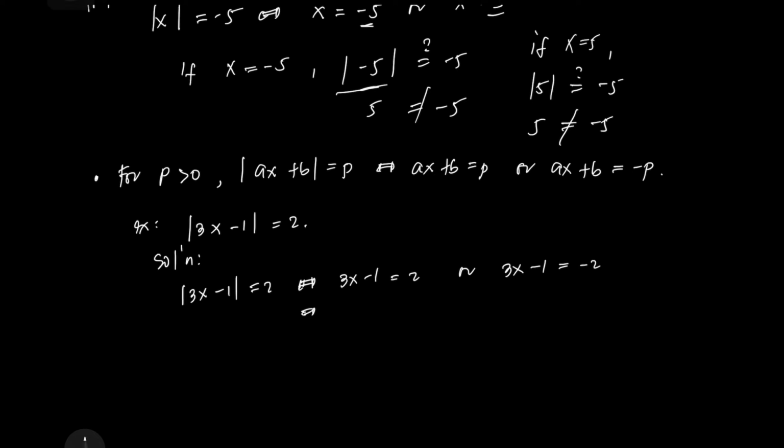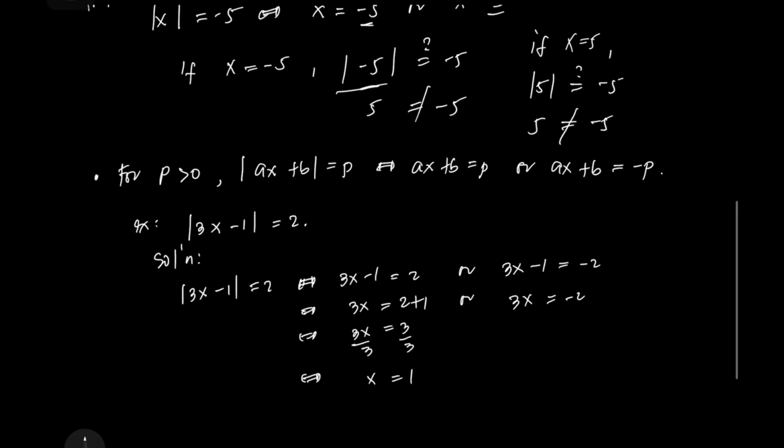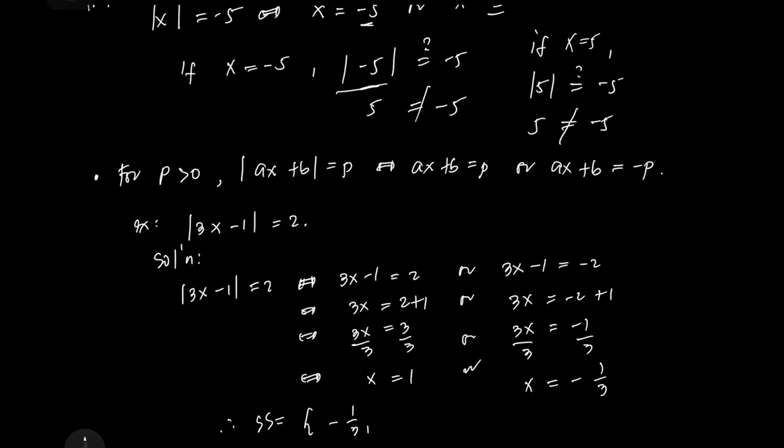Then you can simplify this by applying the addition property of equality, then the multiplication property of equality. We have 3x equals 2 plus 1, then 3x equals 3, divided by 3, x equals 1. On the other hand, we have 3x equals negative 2 plus 1, 3x equals negative 1, divided by 3, x is equal to negative 1/3. So therefore, our solution set for this is negative 1/3 and 1.